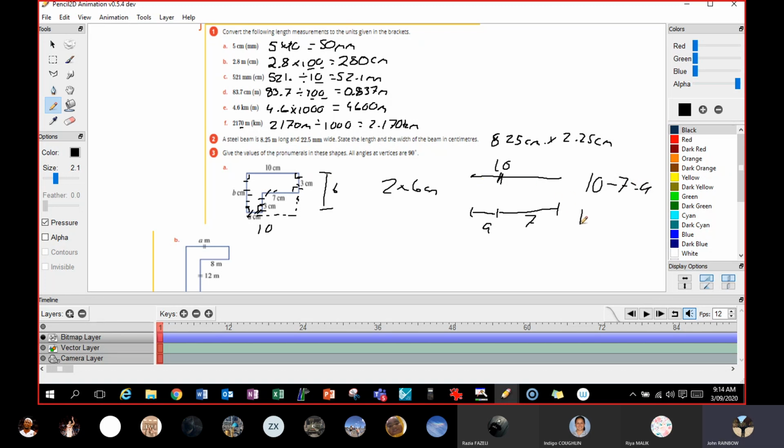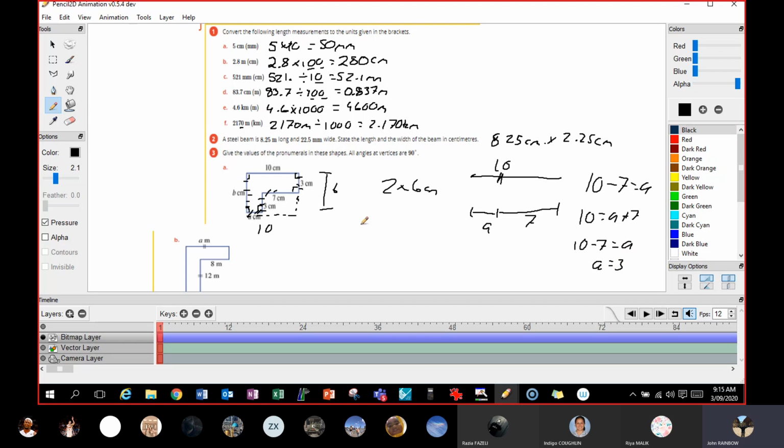Alternatively, I could also write an equation saying, well, 10 equals A plus 7. And I could use some algebra to solve this. 10 minus 7 equals A, because we know that this length is the same as A plus 7. Solve it, A equals 3. So many ways to go about that one.